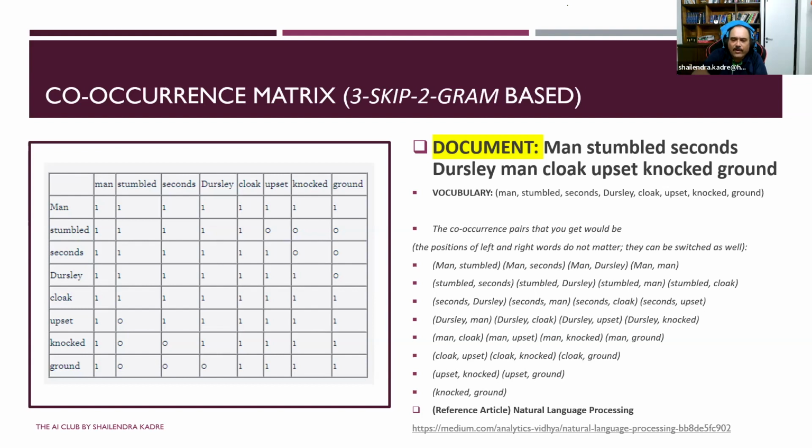See now how we are forming the pairs. The first pair is man and stumbled, because the distance is small. Then man, second, because between man and second there is only 1 word. Then man, Dursley, there are only 2 words in between them. Then we are taking man and man, between which there are 3 words. So we are taking this pair too, and the maximum distance should not be more than 3 words in between them. So understood? First sentence here.